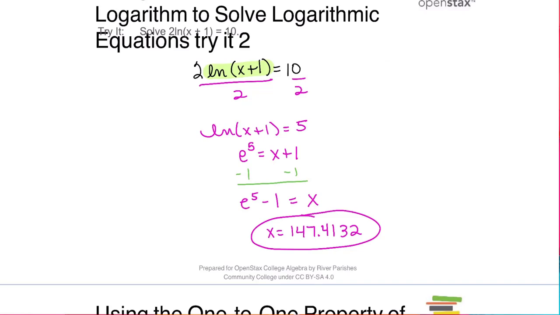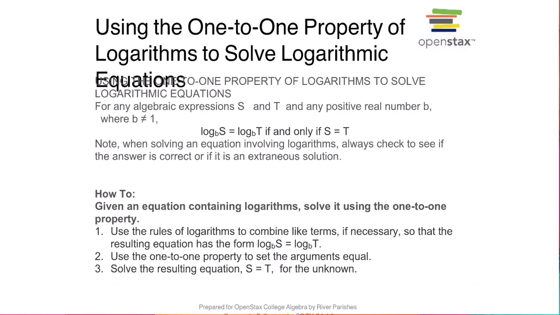Alright, let's see. We can also solve log equations by using a one-to-one property, similar to what we did with the exponential equation. Basically, what it says is if you've got log base b of s and log base b of t and they're equal, so basically what you're noticing is that the bases are the same. If the bases are the same, then that means that s and t must be equal. Okay, so you can use that fact to solve logarithms.